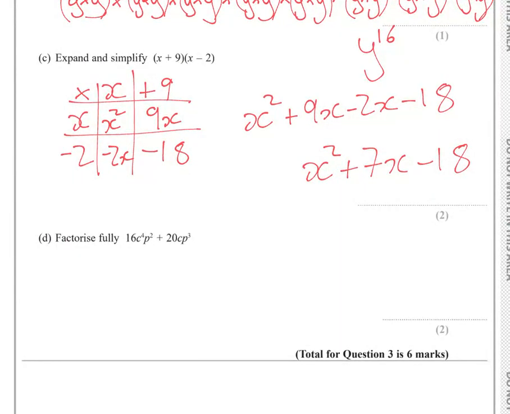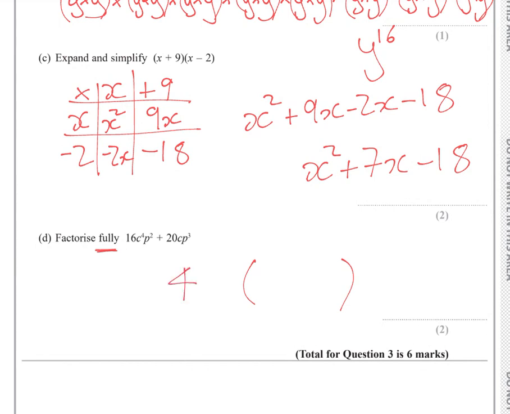There we go, and the final one, fully factorise. So we've got to take as much outside, that's what this word fully means, as much outside the brackets as we can. So we can take numbers, we can take 2, but we could take 4. Can't take bigger than 4 because this is 4 times 5.